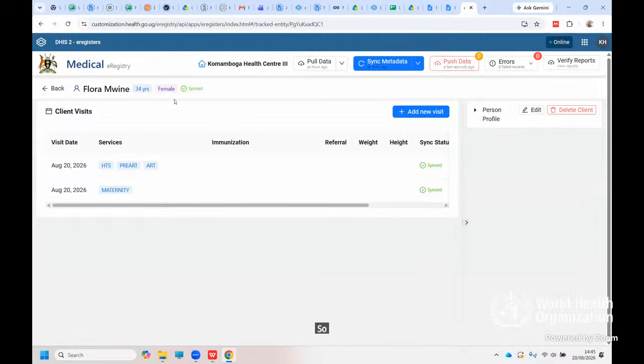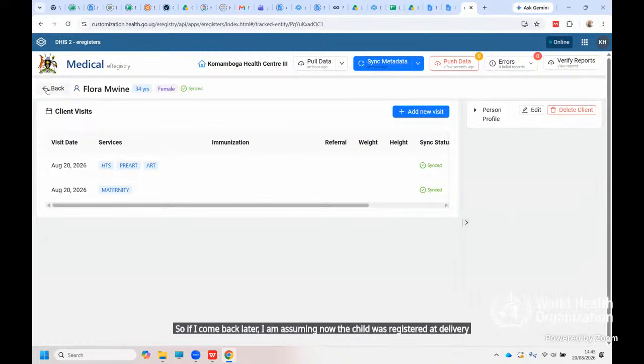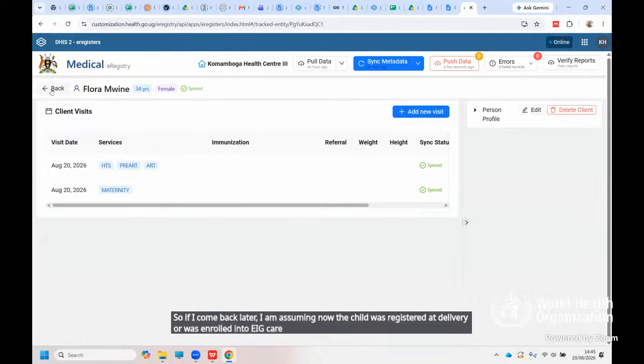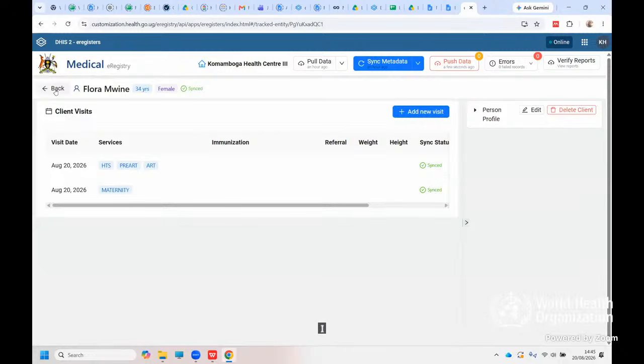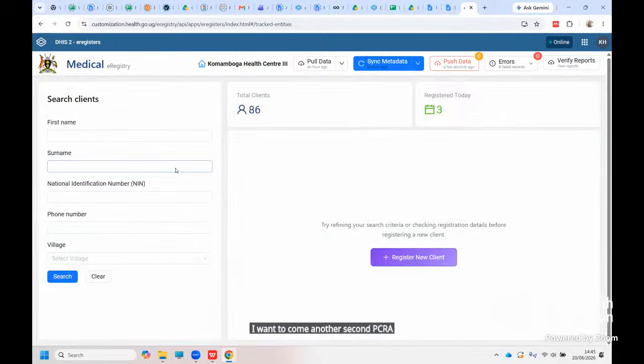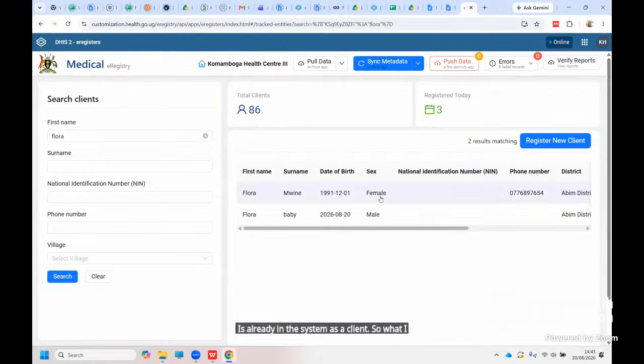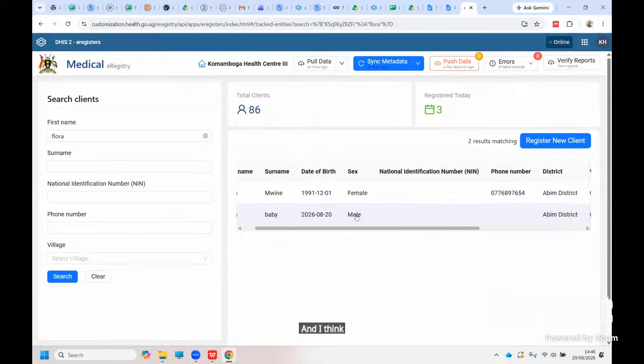So if I come back later, I am assuming now the child was registered at delivery or was enrolled into EID care, and now I want to come and add a second PCR. So this child is already in the system as a client. So what I will do, I'll just come here and search, because now the child becomes a client or a record in the system. And I think this is the baby.